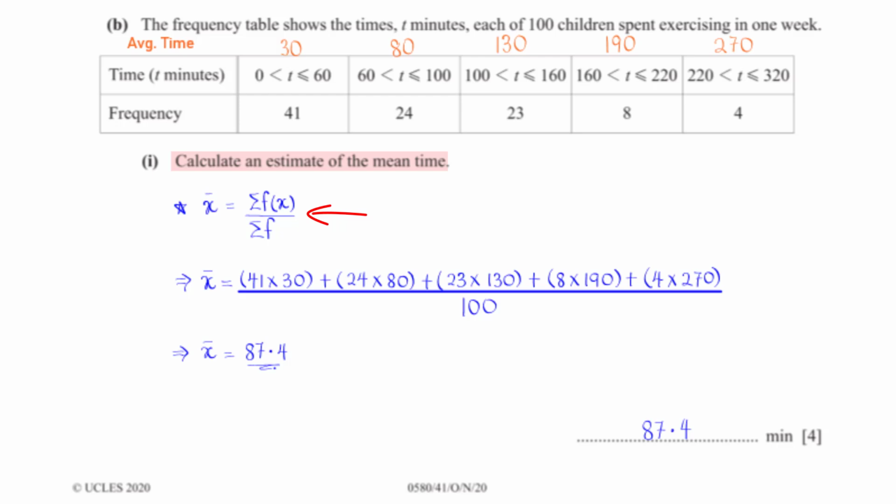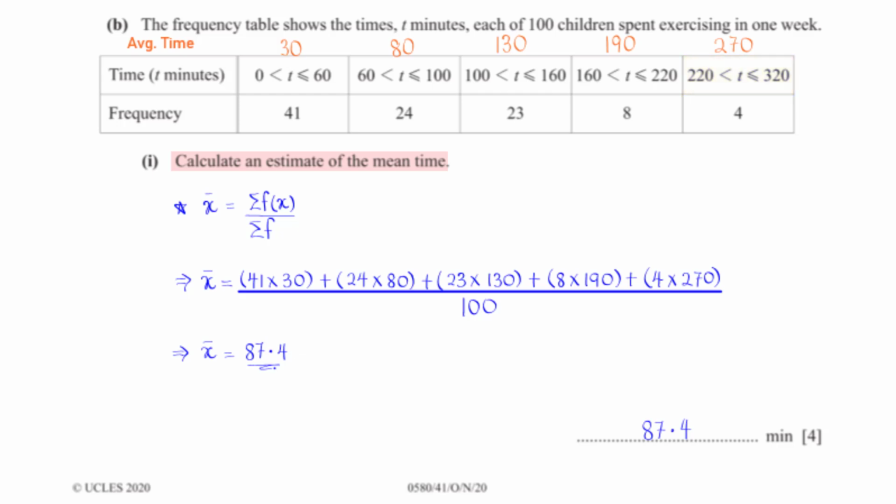To find sigma f of x, we first need to find a value for the average time. And so for the first time interval, the average time will be 0 plus 60 divided by 2, which is 30. 60 plus 100 divided by 2, which is 80. 100 plus 160 divided by 2, which is 130. 160 plus 220 divided by 2, which is 190. 220 plus 320 divided by 2, which is 270.